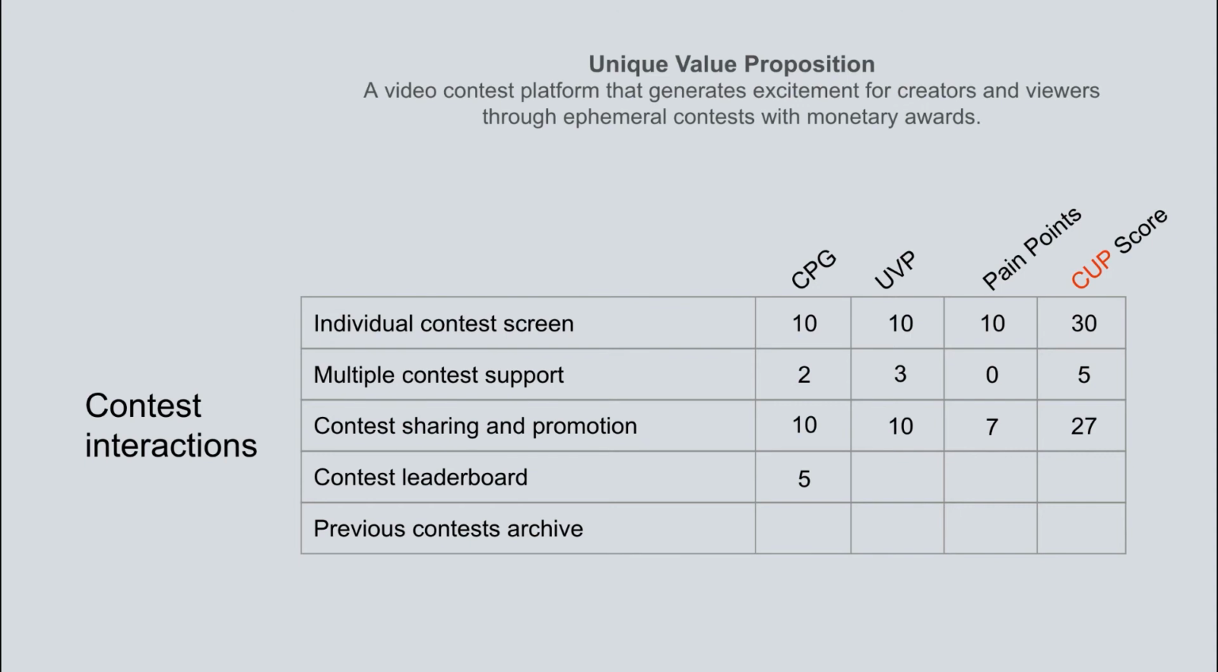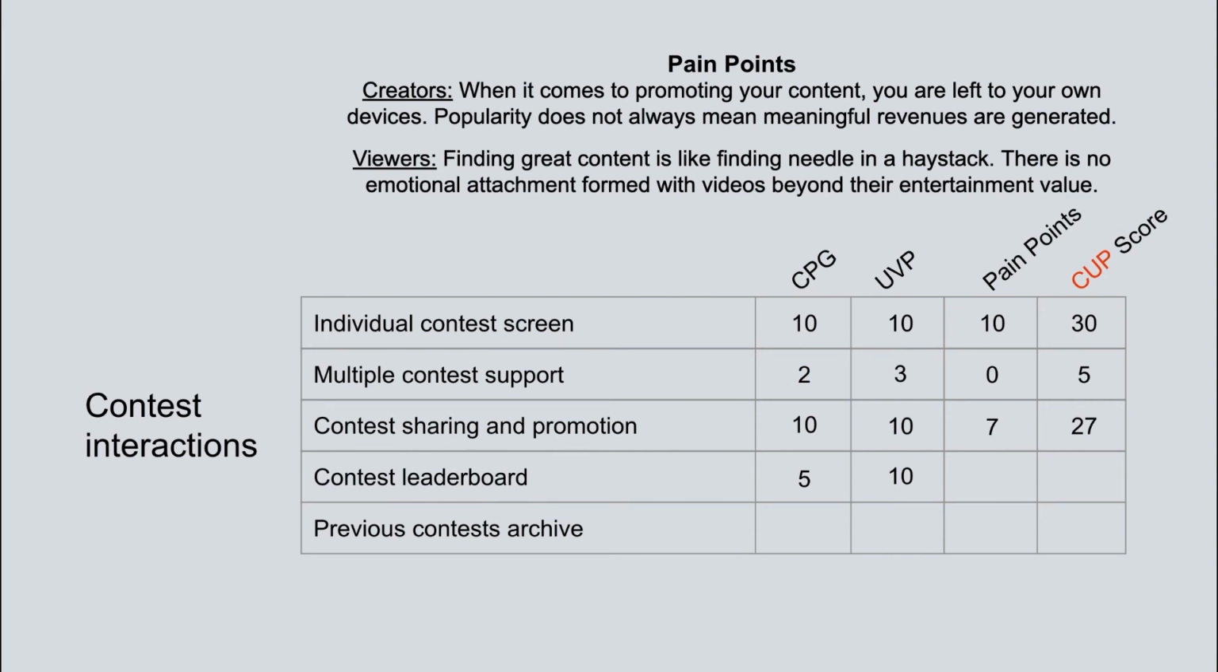Let's take a look at the unique value proposition. And the unique value proposition is again around excitement. Well, a contest leaderboard generates excitement. If you're a creator, oh, am I ranked 7th? So how many more views do I need to become 6th, 5th, 4th, 1st? That's excitement. And same for the viewers. Like if you like a video, you may want to know where it ranks and what it needs to actually win. So let's take a look at the pain points.